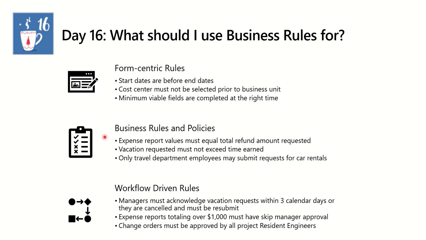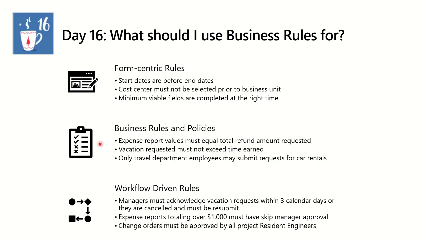The second reason why people will use business rules is for policies or procedures that they want to enforce. It's not about the form, it's not about Dataverse, it's about the company and the way they do things, the way they proceed and collect information, and make sure that the quality of the information is accurate. There are 3 examples here, but in all of these you can probably think of a dozen examples. Expense report values must equal the total refund amount requested.